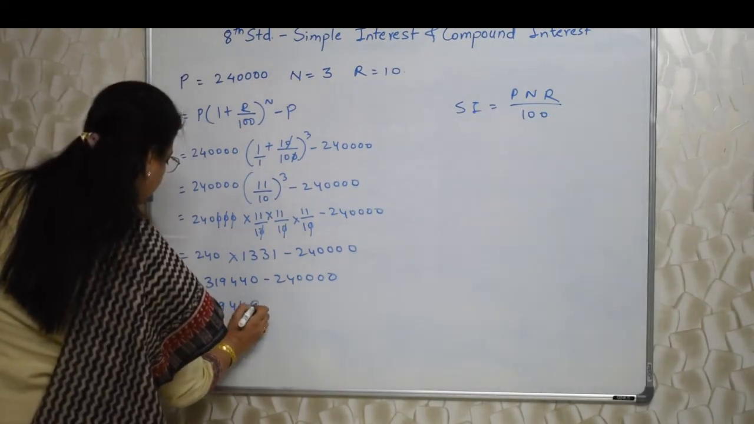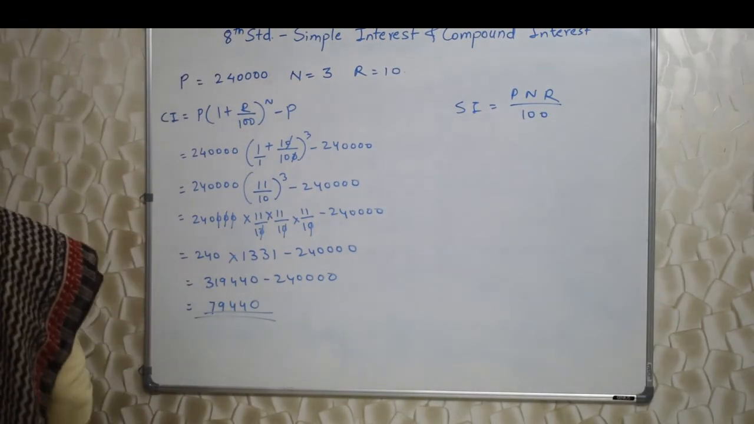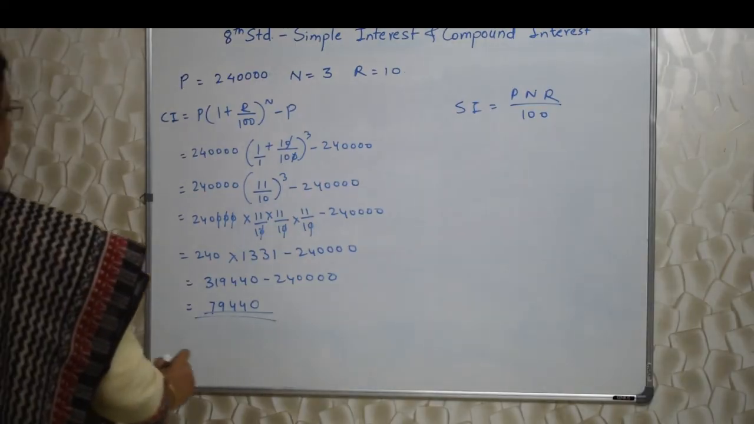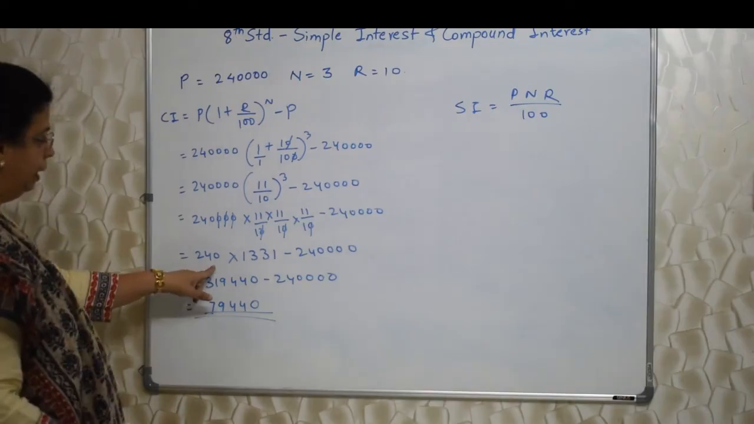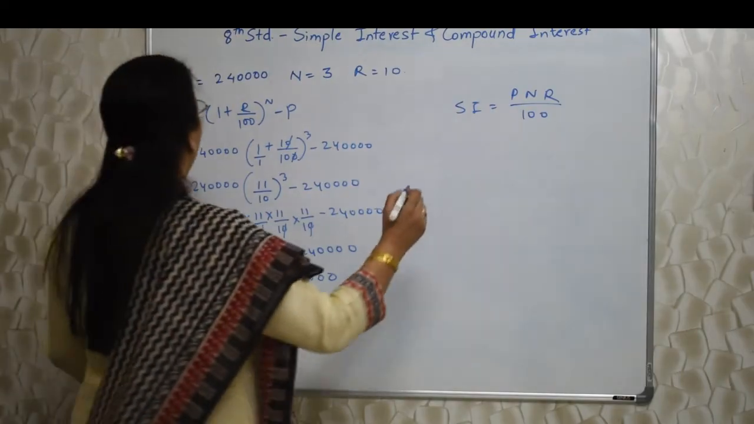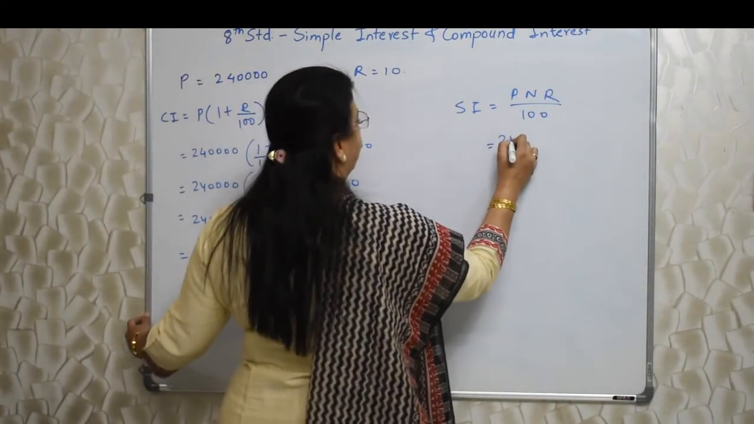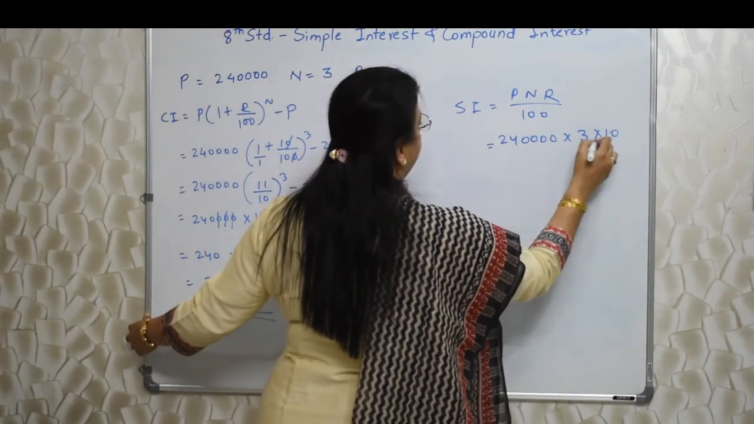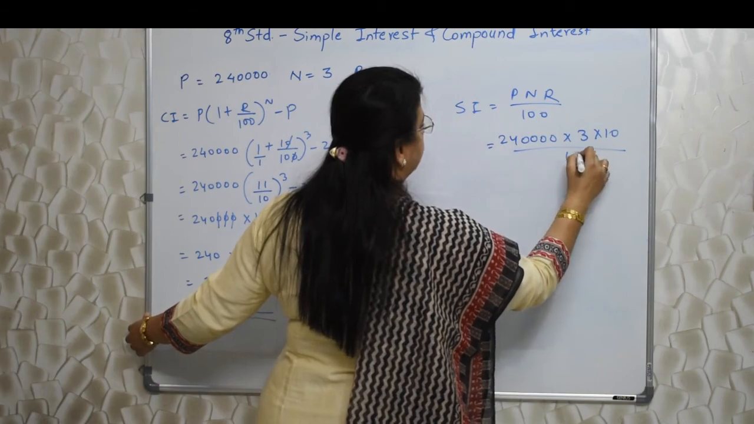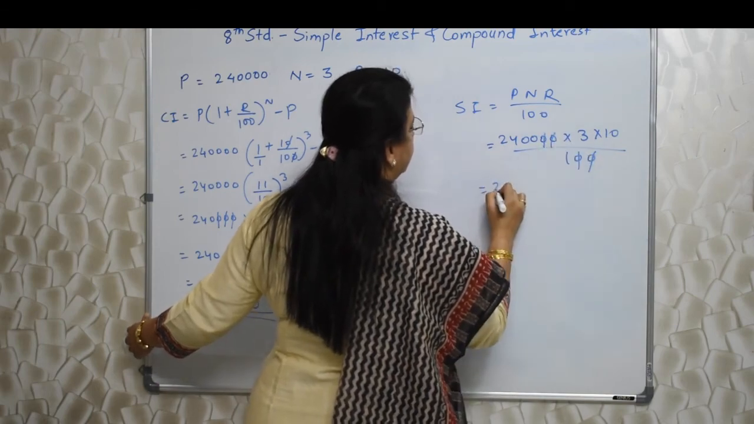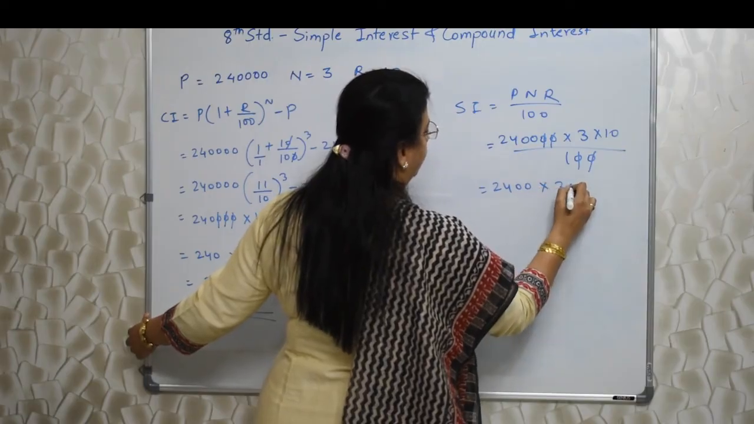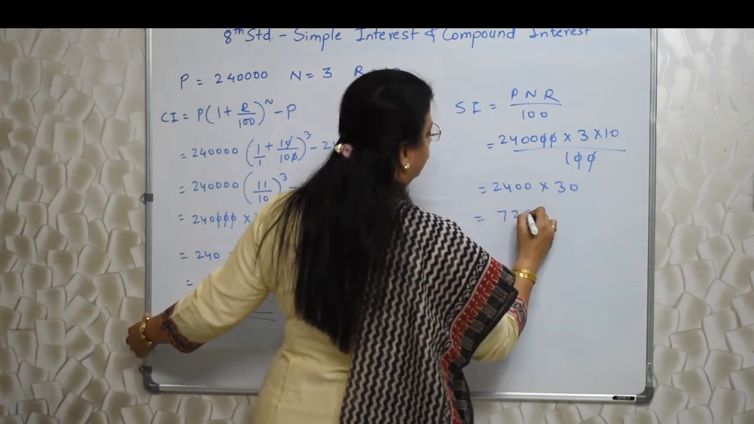So our answer is 79,440. You just calculate and see yourself. Okay, no spoon feeding here. Multiply this and see. Okay, now SI, P is 2,40,000, then N is 3, R is 10 upon 100. Cancel these zeros first. What is remaining? 2400 into 30, that is 72,000.